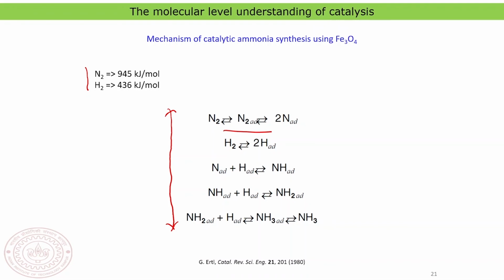So what happens? The nitrogen first adsorbs on the surface and forms two reactive nitrogens. And then similarly, the hydrogen also adsorbs on the surface and forms two reactive adsorbed hydrogens. Now, each nitrogen atom would interact with one adsorbed hydrogen and form an NH, which is again adsorbed on the surface. And then the NH reacts with one more adsorbed hydrogen and forms an adsorbed NH2. And then the NH2 would again react with one more hydrogen and finally form ammonia. And then that releases out of the catalyst, and then you have the formation of ammonia.